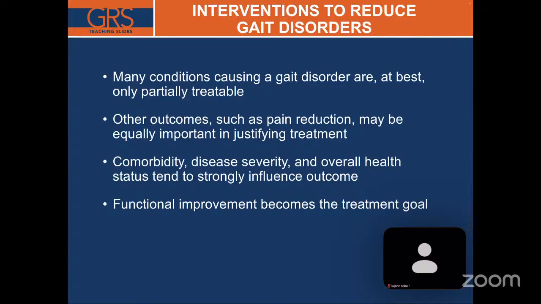When approaching an older adult with gait impairment, we need to keep a few points in mind while we are trying to find interventions to reduce the gait disorder. Many conditions causing a gait disorder are at best only partially treatable. They are mostly difficult to treat, but we can still help. Other outcomes such as pain reduction may be equally important in justifying treatment. Comorbidities, disease severity, and the overall health status of the patient strongly influence the final outcome, and functional improvement becomes the treatment goal.